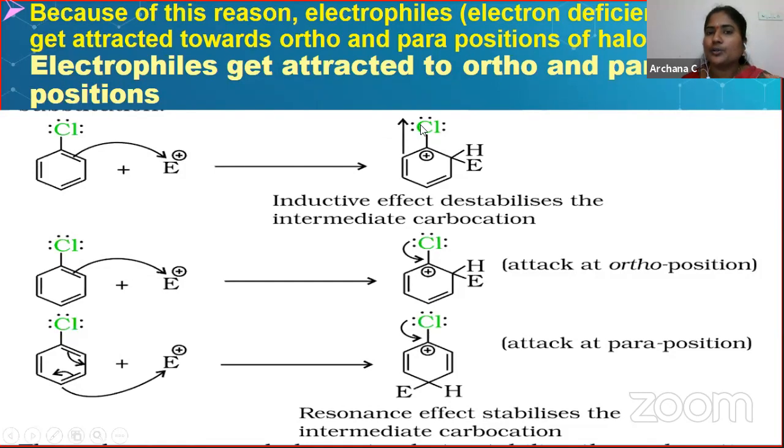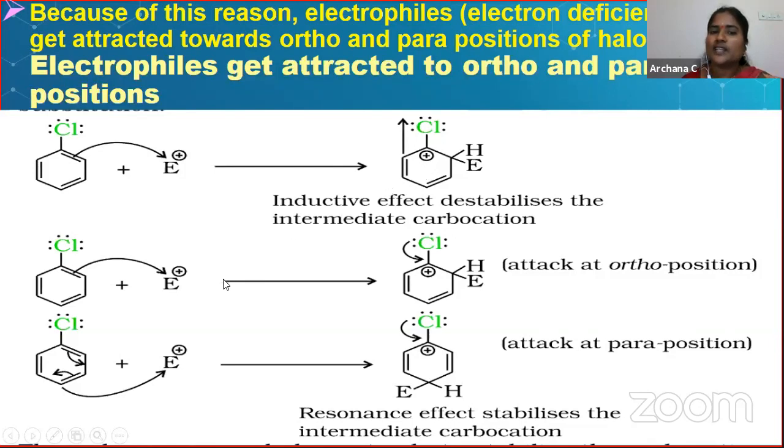See, children, due to the presence of the negative inductive effect of halogen. Just now I told, due to the negative inductive effect of halogen. See, this is the halogen. So due to this, it is going to destabilize the intermediate carbocation.